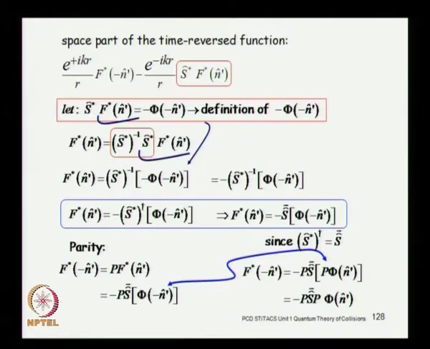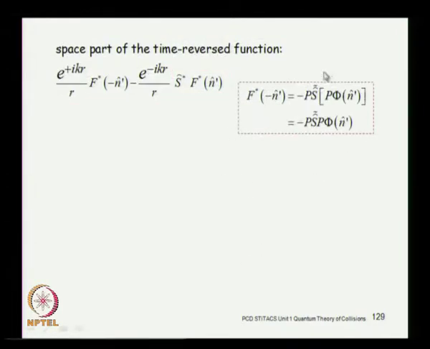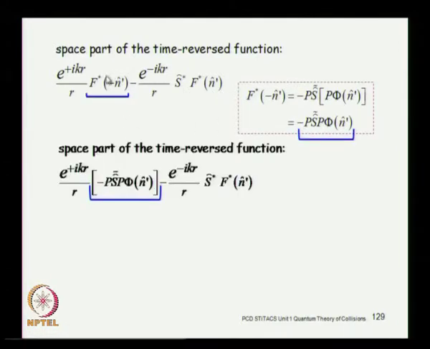So, let us carry this result to the top of the next slide here. So, this is the result which we have recovered, that f star minus n prime is equal to minus p s tilde p operating on phi. This is the space part of the time reversed function, in which you have got f star, this term over here, but this we have found to be equal to this. So, what we can do is replace this term by its equivalent term on the right hand side, and rewrite this term as minus p s tilde p operating on phi. Okay.